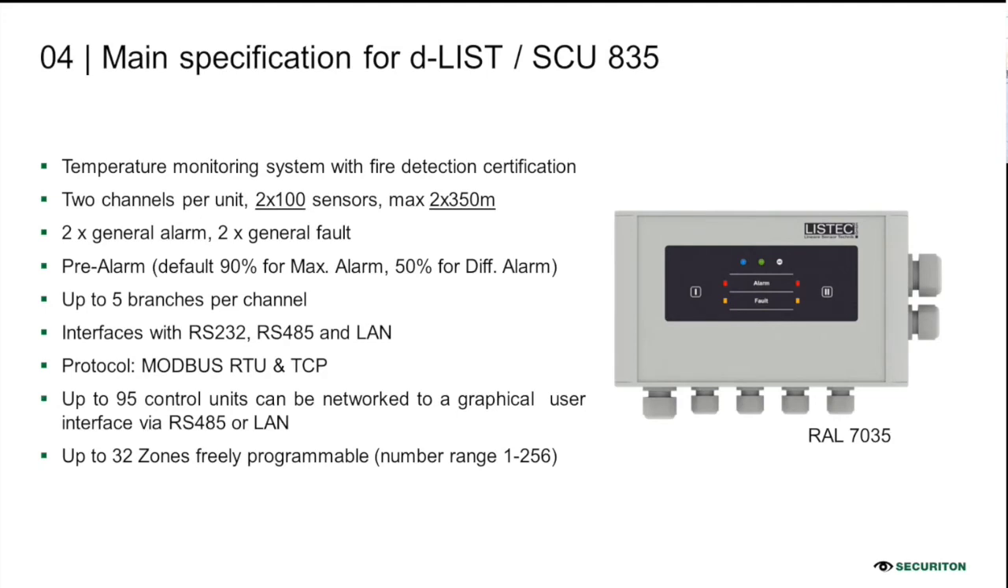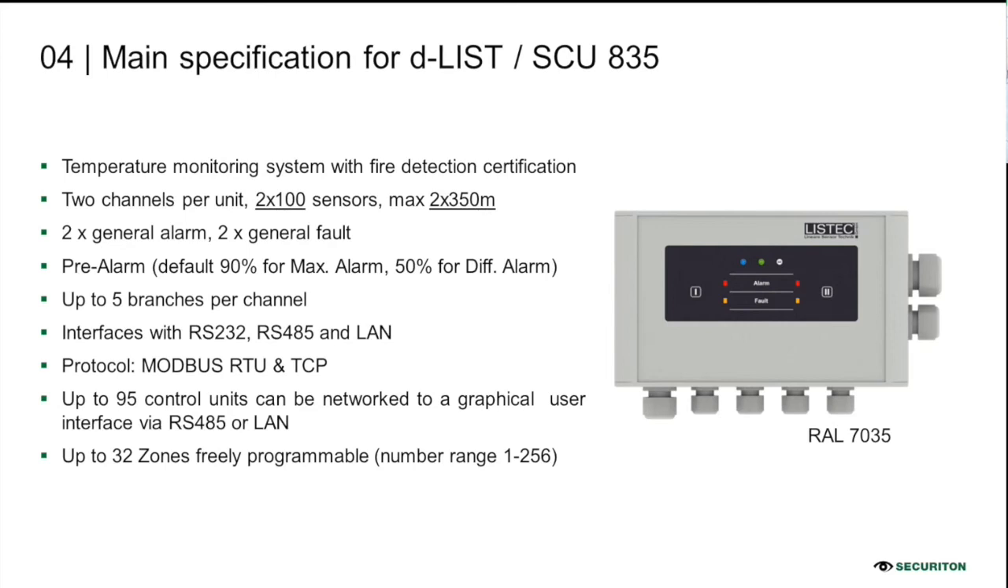What are the branches and what is significant about them? There's already an interface available, which is RS232, RS485, and also a LAN connection, which can be connected among them and viewed in a central place. The protocol which we provide is the Modbus protocol, available both in RTU as well as TCP/IP. In terms of the number of controllers, one of the questions raised earlier was, can we group them up? Yes, up to 95 controller units can be networked into a graphical user interface using 2 connection methods.